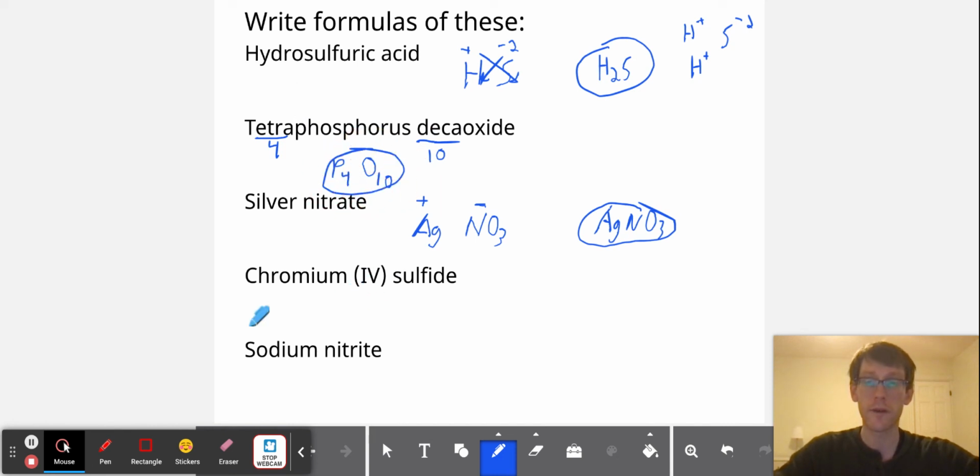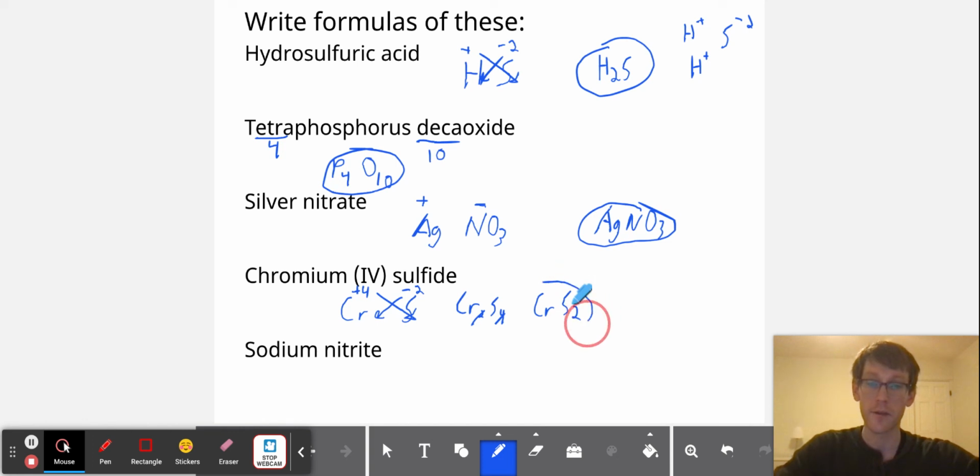Next, we have chromium 4 sulfide. So what I want to do is write chromium is Cr. I know that it's +4. I know this because it says so. Sulfide. Well, we talked about it before. Sulfur, being in the same group as oxygen, is going to form a -2 anion. Now, I can take the crisscross method and get to Cr2S4. But if I do that, I have to realize that 2 and 4 are both divisible by 2. So this is just Cr(S)2. 1 chromium for 2 sulfides.